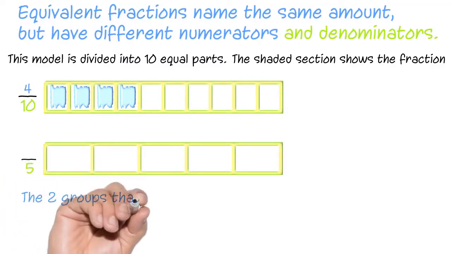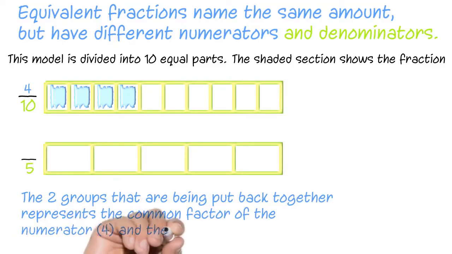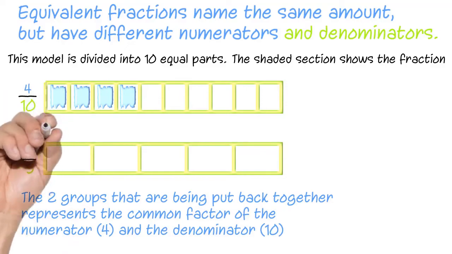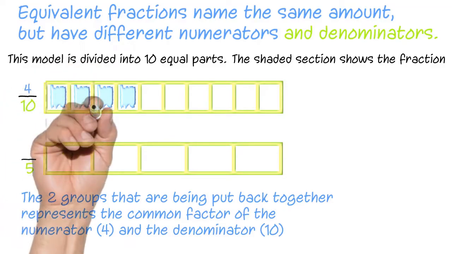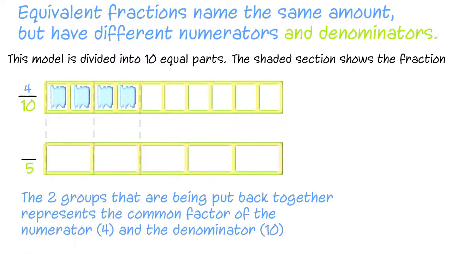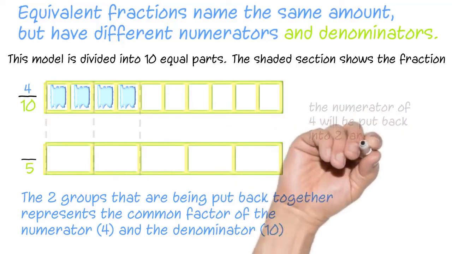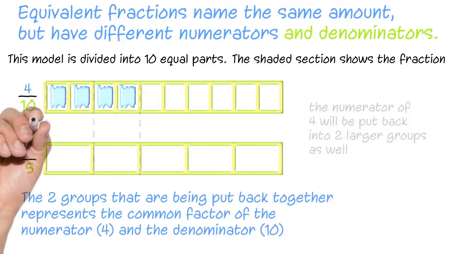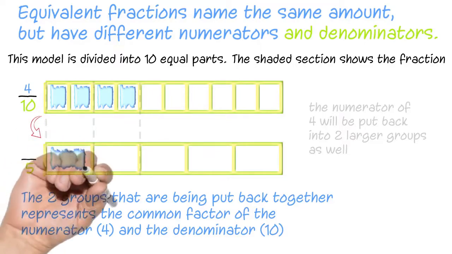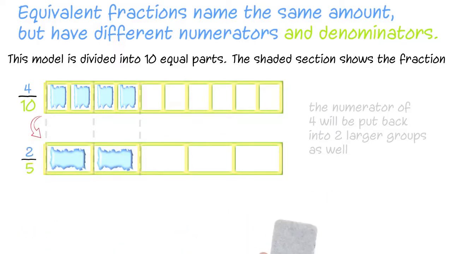The 2 groups that are being put back together represents the common factor of the numerator 4 and the denominator 10. The numerator of 4 will be put back into 2 larger groups as well. These 2 larger groups would represent 2 out of 5 or 2/5.